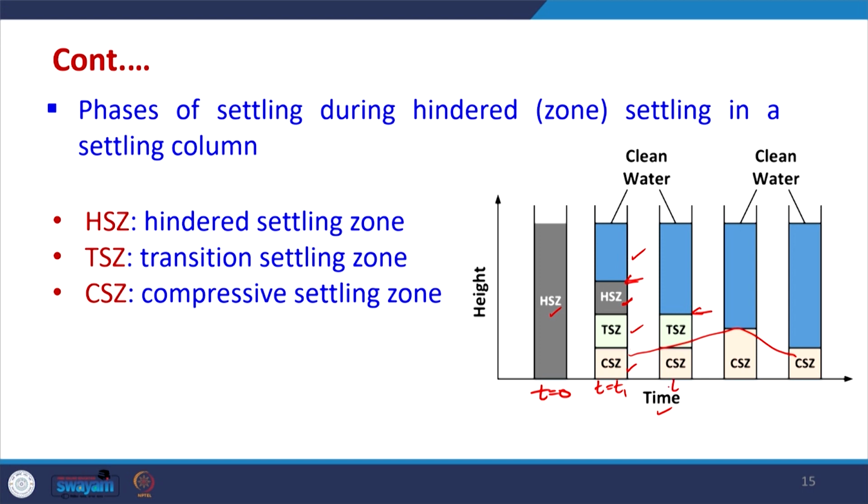After some time we will find that the hindered settling zone is totally removed. We have only the transition settling zone and the compression settling zone, and in the compression settling zone the settling is because of the weight of the solids within that zone itself. After some time this transition settling zone will also be removed, we will have only the compression settling zone, and this compression settling zone will, after some time, first increase and then squeeze down and become very small, and we will have clean water at the top.